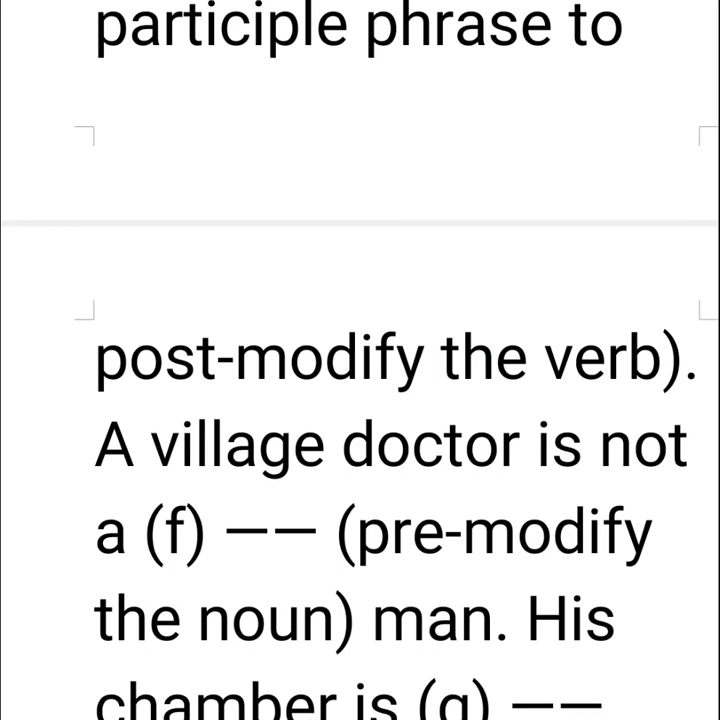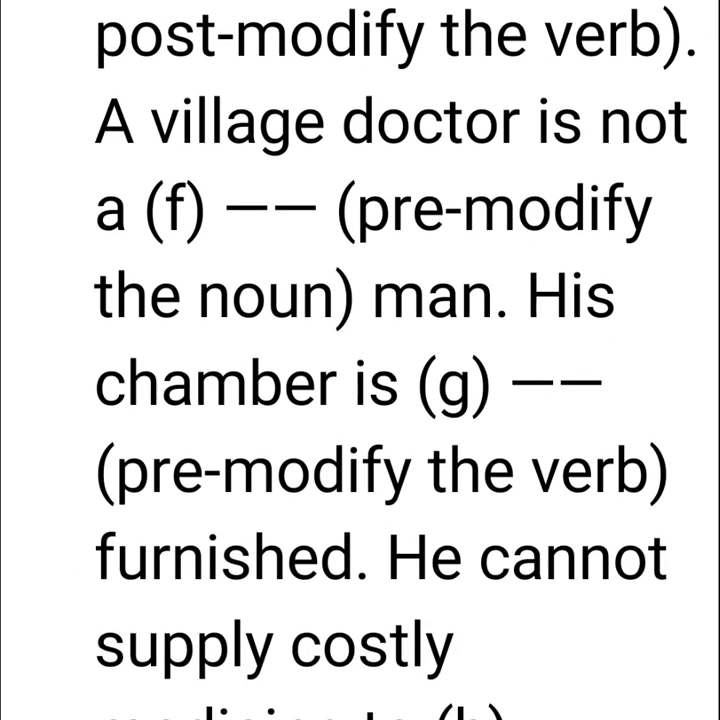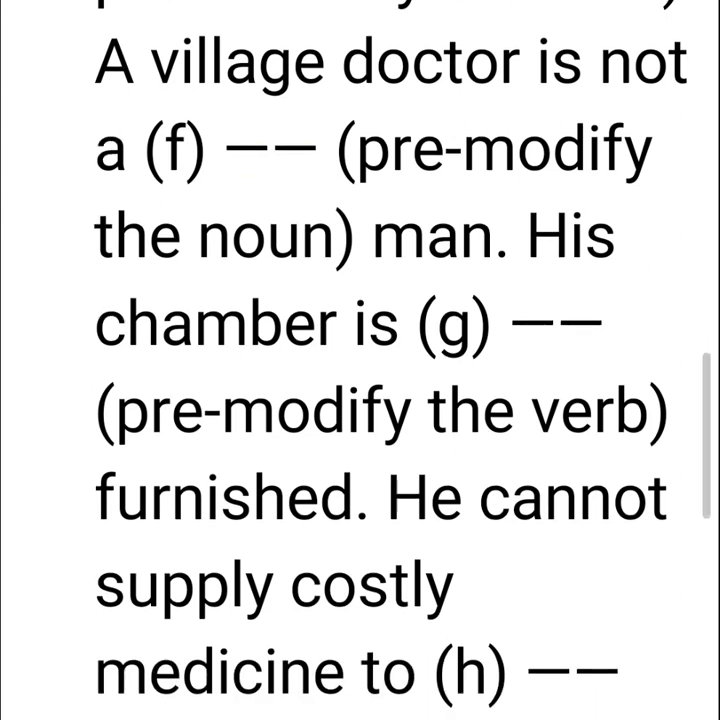A village doctor is not a dash man. It's very easy. You can write down a village doctor is not a rich man. Rich man. His chamber is dash furnished. Think first, dear learners. What can you write down here? His chamber is poorly furnished. Poorly. Okay, poorly is adverb here.